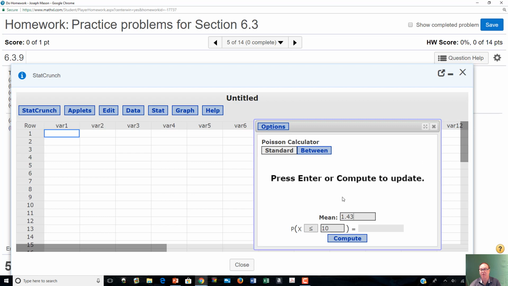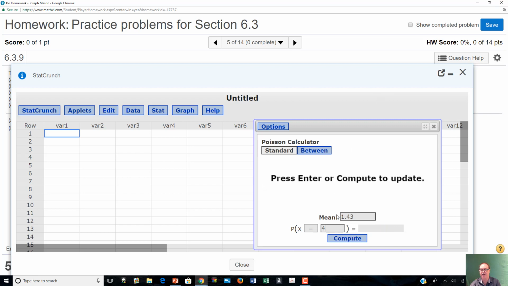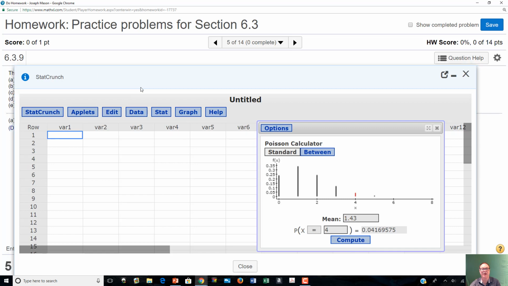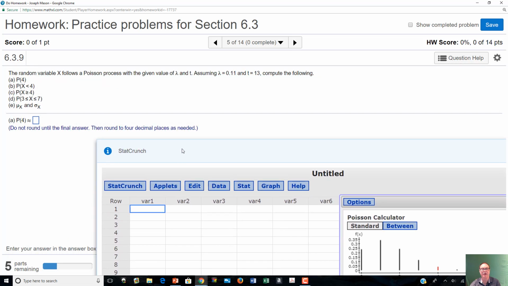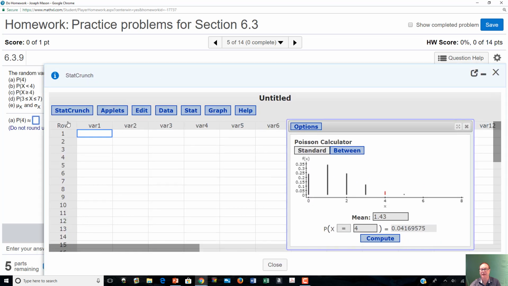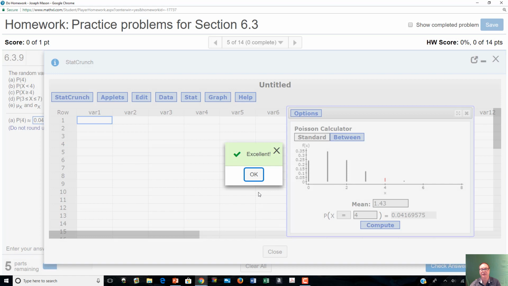And now the first part I wanted equals 4. So I put equals, put 4 in. Now if I compute, there's my answer. Now if I go back over here, and it said round to 4 decimal places. Okay, so I'm going to click in here. 4 decimal places would have been 0.0417. Okay, and now we can check our answer, and it's excellent.